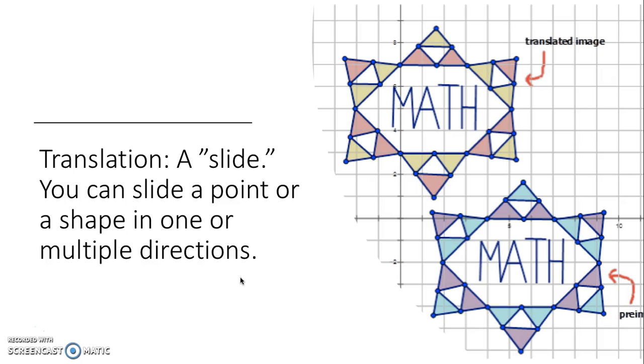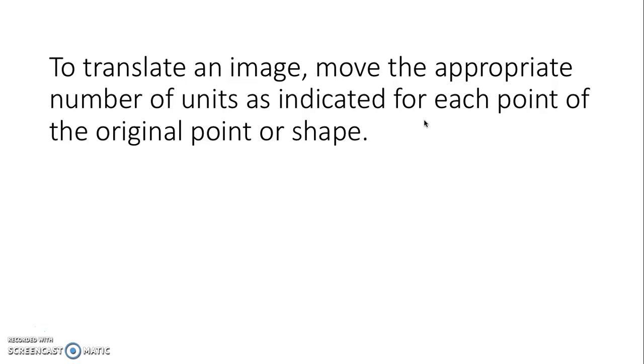Alright, so a translation, another way that you can think about it is a slide. You can slide a point or a shape in one or multiple directions. So in this picture off to the side here, we have two images. Here is the original image, and it's like a little shape and it has math in the middle, and this is the translated image. So it was translated up and over, or we slid it up and over to make a new image. So to translate an image, we need to move the appropriate number of units as indicated for each point of the original point or shape.